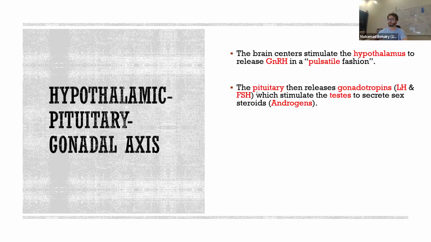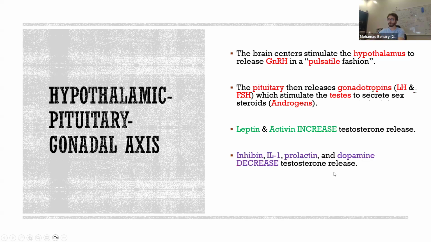Now, after that happens, the pituitary will release gonadotropins, LH and FSH, and those will go to the testis and make it secrete the androgens, which is the testosterone. Now, as we said, leptin and activin will increase the release of testosterone, while inhibin, interleukin 1, prolactin, and dopamine will all decrease the release of testosterone.